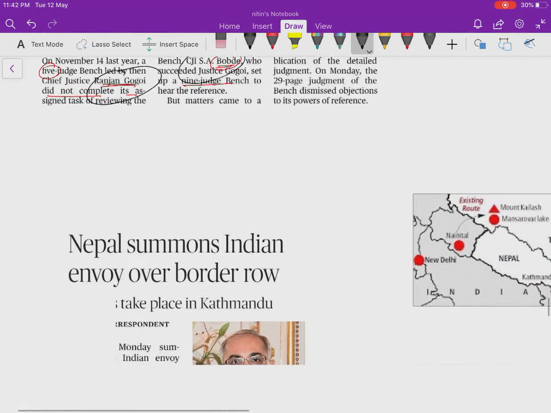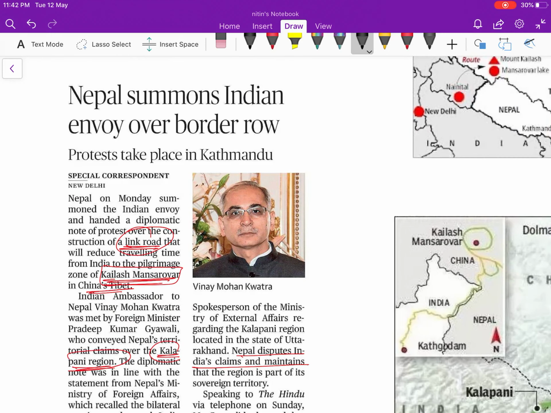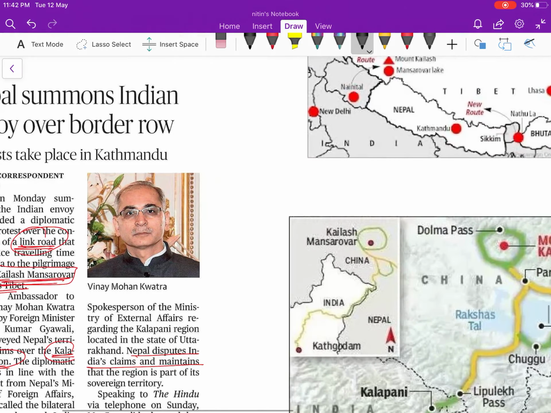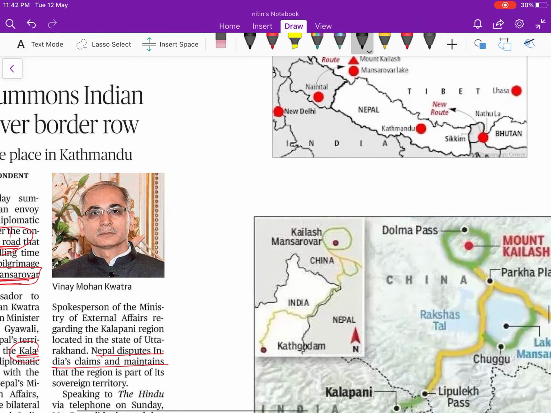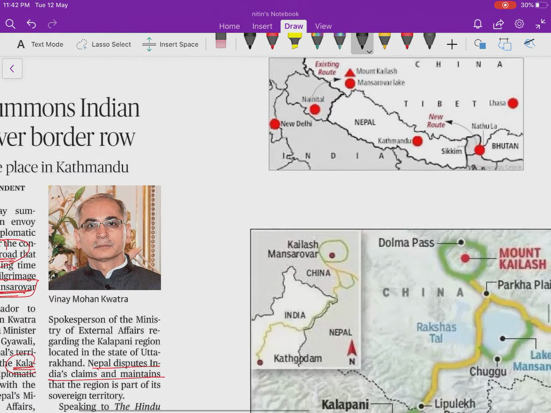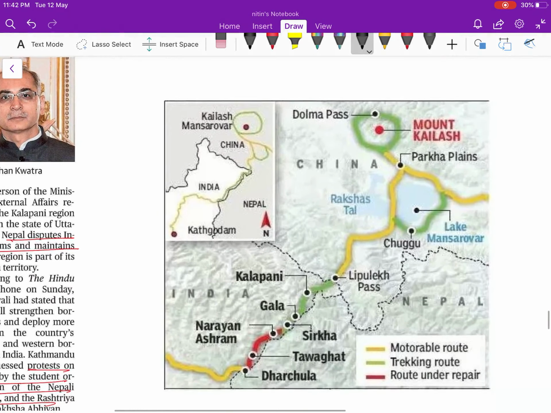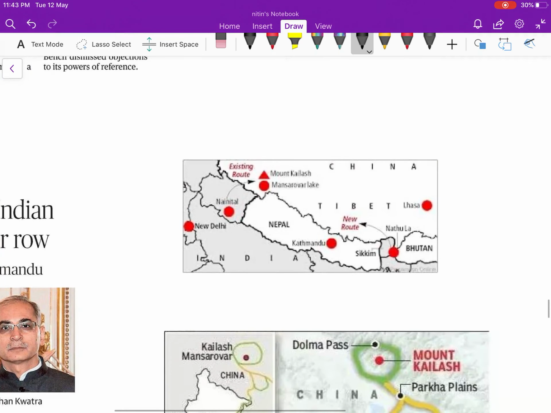Now let's come to the next one. Next is Nepal summons Indian envoy over border row. What is this border row? Basically, recently a link road has been inaugurated by our defense minister, and this link road is basically to facilitate the Kailash Mansarovar Yatra. So till now we have the route to Kailash Mansarovar. One is through Nepal, one is through Sikkim.